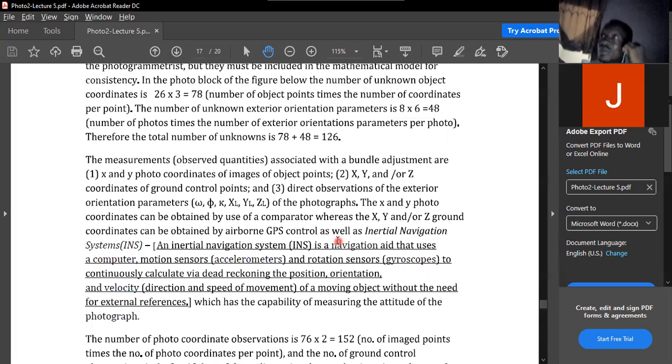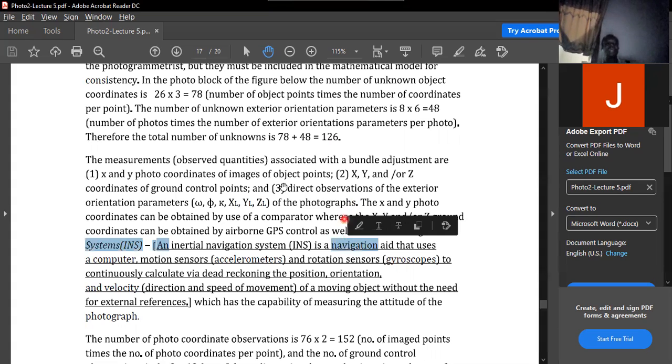And what equations are we talking about? We are going to talk about the equations which we are solving for very soon. They are called the collinearity equations. We will talk about them very soon in analytical photogrammetry.